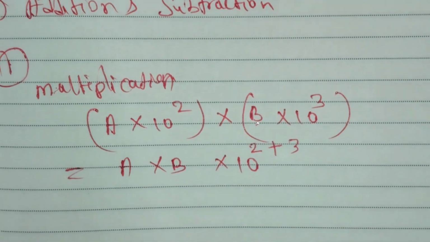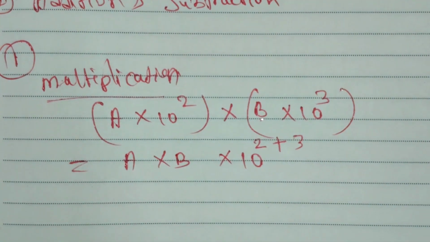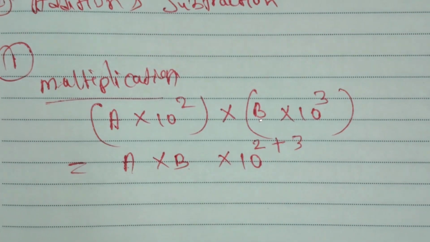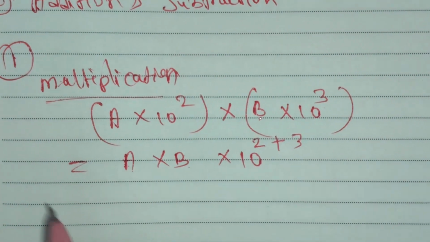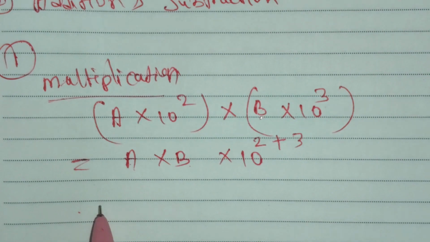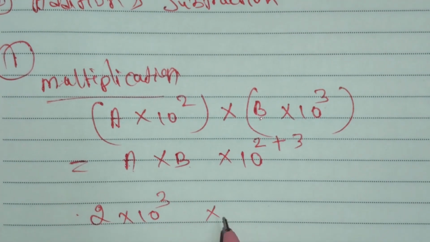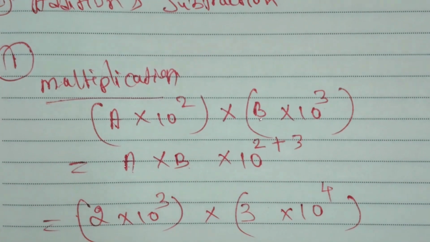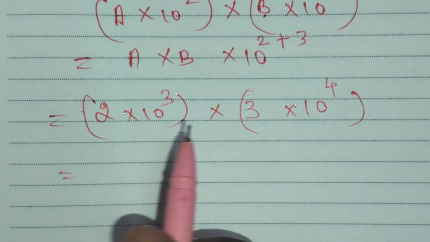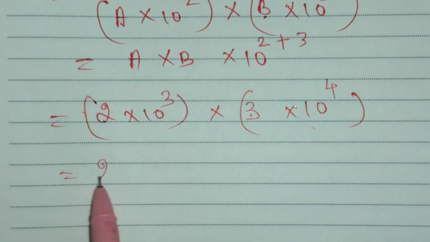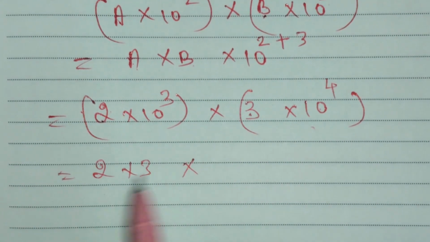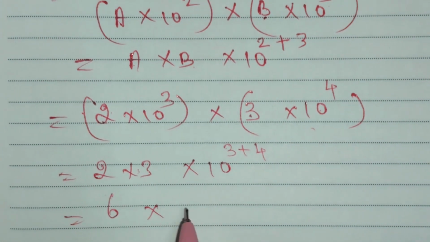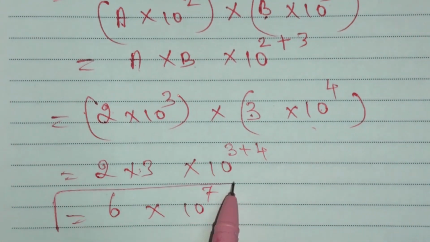So for multiplication, the two integers are multiplied and the exponent values are added. For example, see this: 2 into 10 to the power of 3 into 3 into 10 to the power of 4. What is the answer? This is a basic multiplication example. Here we multiply 2 into 3, and the exponents are added, 10 to the power of 3 plus 4. So 2 into 3 is 6 into 10 to the power of 7. Okay, so this is the answer.